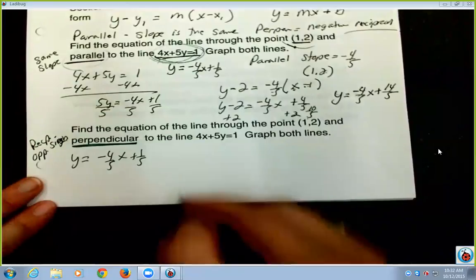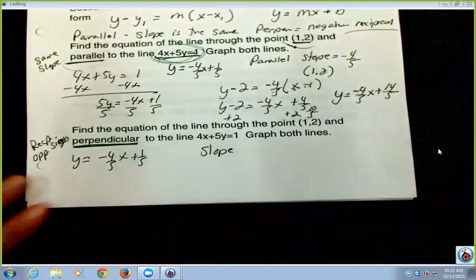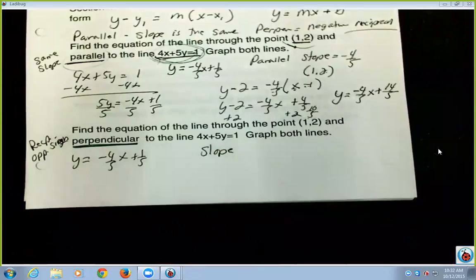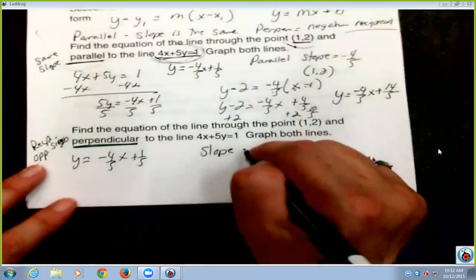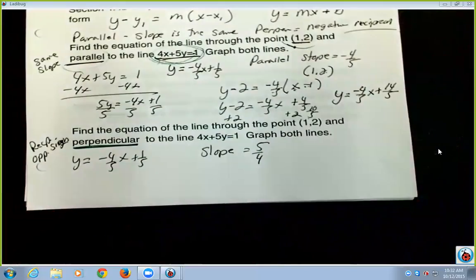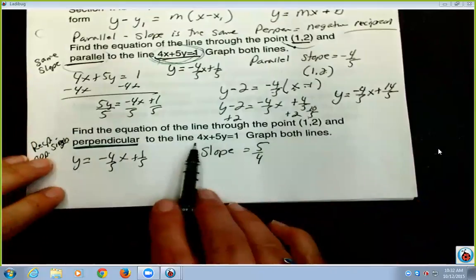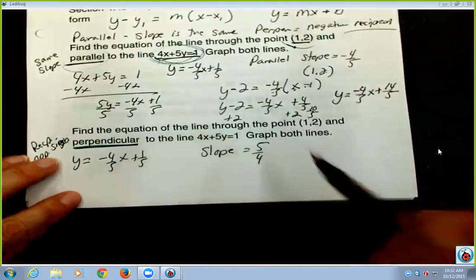So what is my slope for that perpendicular line? Yeah, 5/4. Okay, everybody okay with that? Reciprocal, opposite sign. It's negative, it became positive. Then with my point and my slope, I'm going to go back and do the same thing I did before.